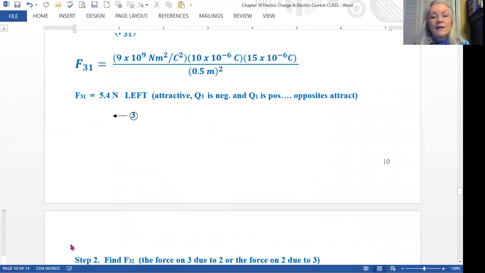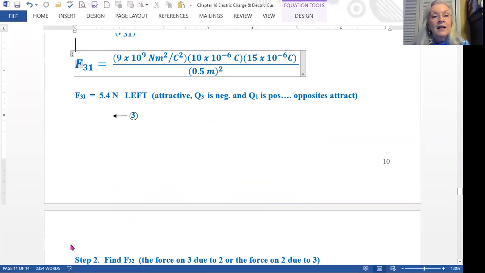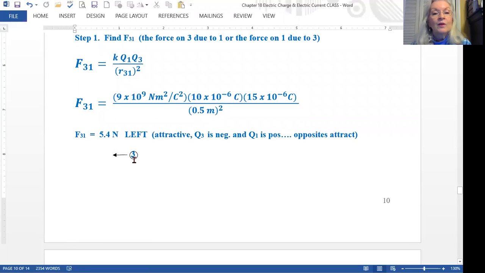Notice that when I plug in the numbers, I don't plug in the plus or the minus signs for the charges. We'll talk about why in a minute. So F31 is going to be 9 times 10 to the 9th newton meter squared per coulomb squared multiplied by 10 times 10 to the minus 6 coulombs multiplied by 15 times 10 to the minus 6 coulombs. And then that whole product gets divided by 0.5 meters squared. The answer will be 5.4 newtons.